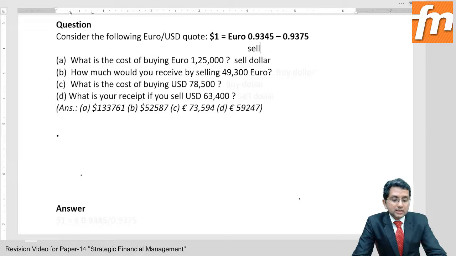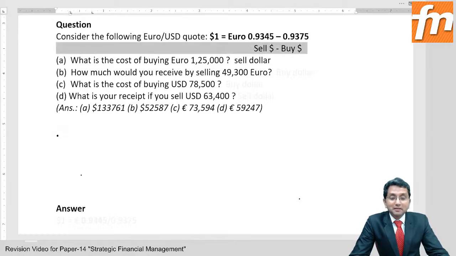So you can sell dollar at the lower rate of 0.9345, while you can buy dollar at the higher rate of 0.9375. Question is silent. Assume yourself to be the quote taker. That is, rates are unfavorable. You can sell at the lower rate. You can buy at the higher rate.